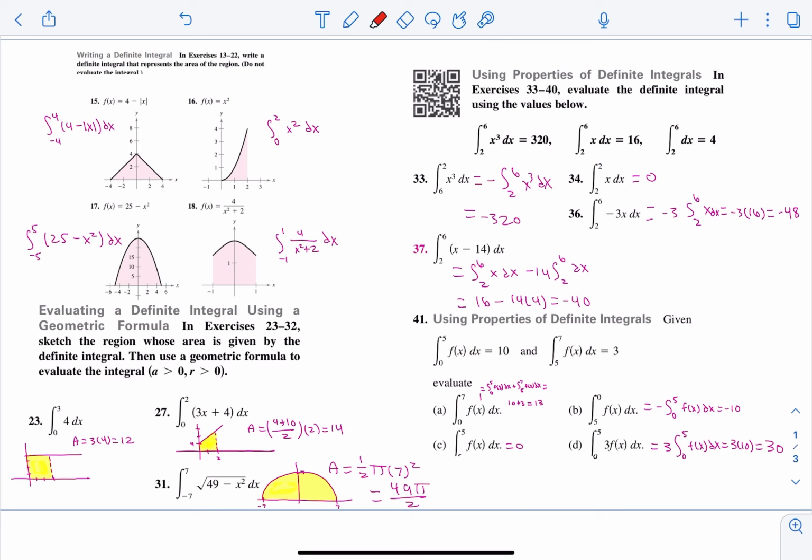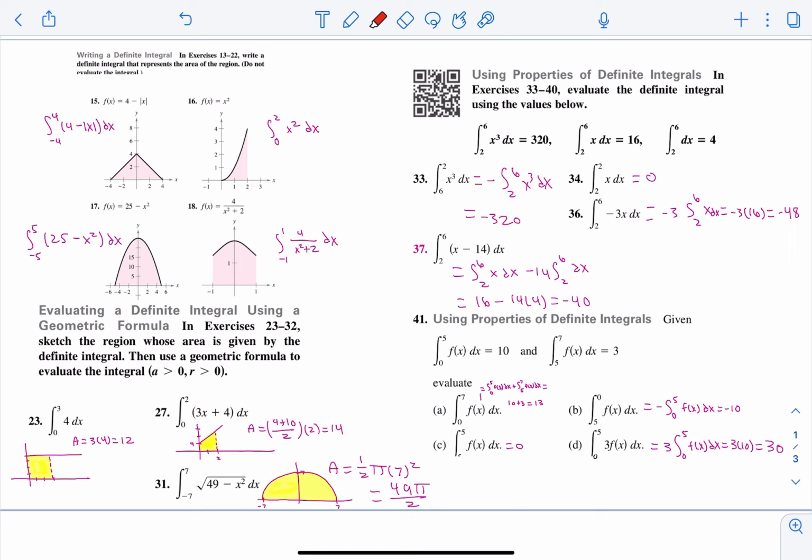So I'm going to do number 31. So we have the area under the curve of the square root of 49 minus x squared, and we're taking the definite integral of that from -7 to 7. So the area under the curve is a semicircle. The area of a semicircle is 1/2 pi r squared. And when we plug 7 in, it's 49 pi over 2. And that is our answer to number 31. So now we can move on to the next part.